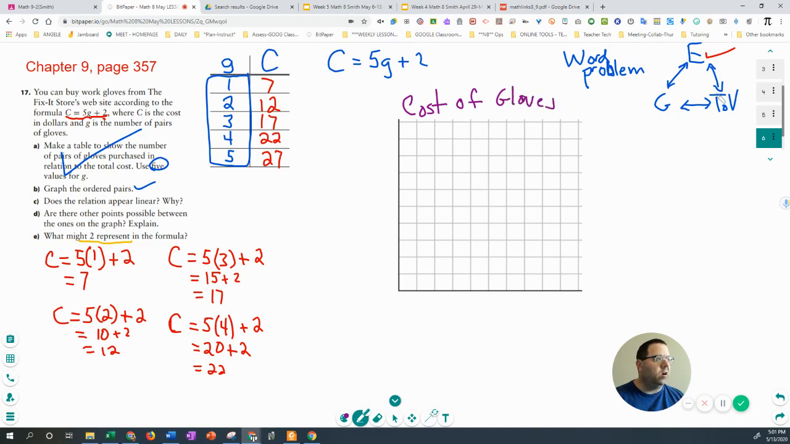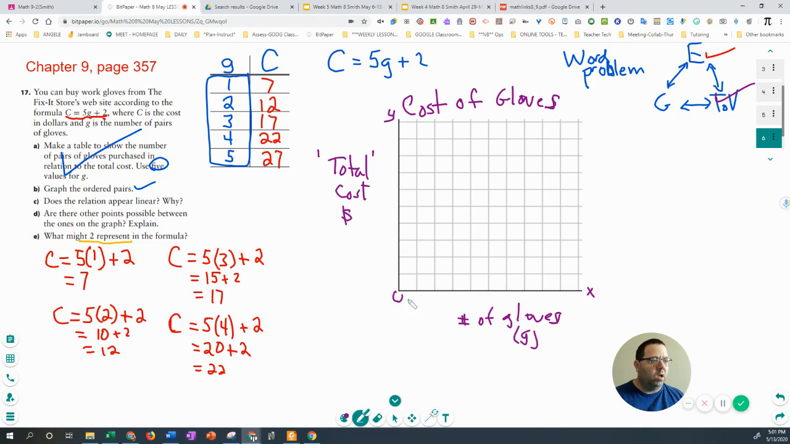So by the way, we started here and now we did the table of values. The cost of gloves. All right, X, Y. I'm going to do this quicker now. This is the number of gloves. The number of gloves, G. And this is the total cost. You don't have to put the word total, but I like putting it because there's a second part to it now, right? So I like putting the word total cost. And of course, this is in dollars.